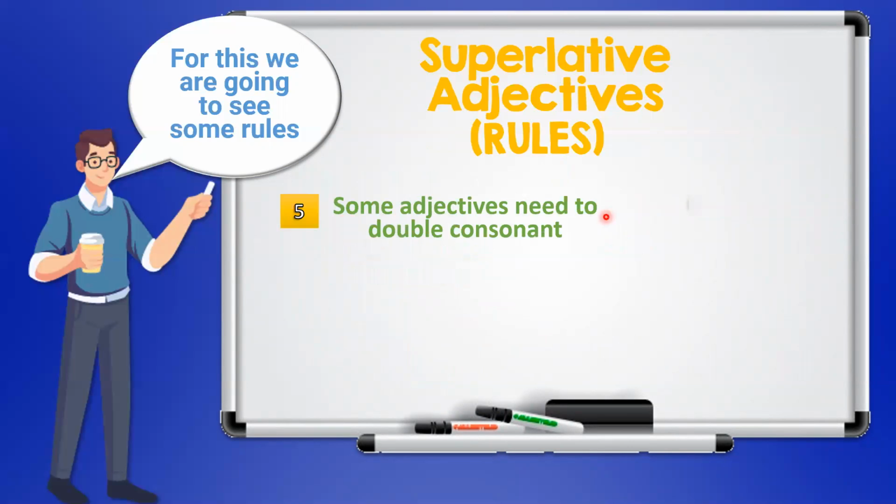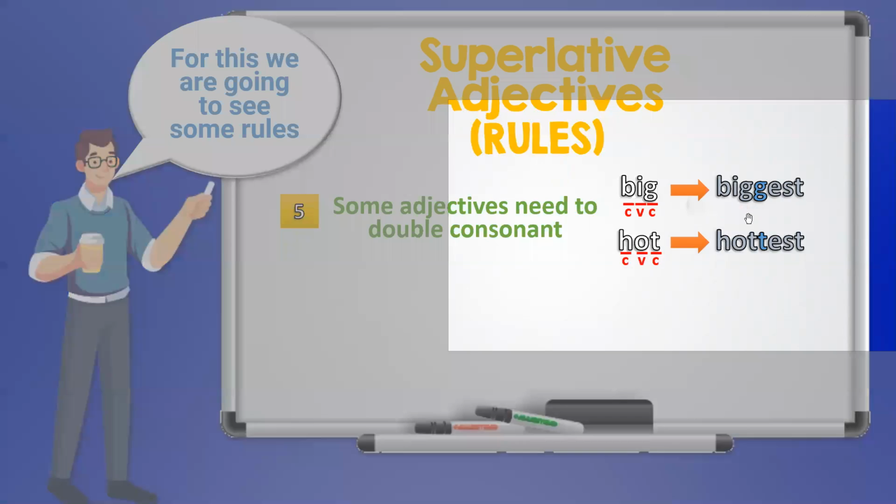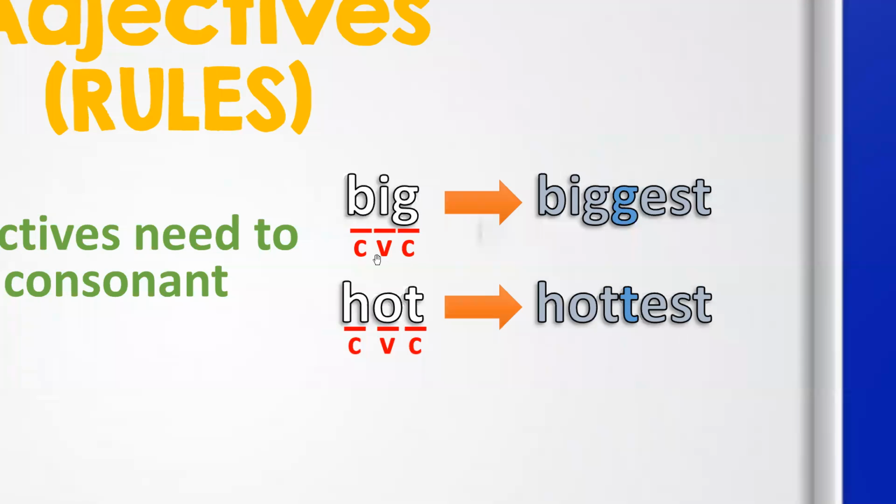Rule number 5, some adjectives need double consonant. Big ends in a consonant, then a vowel, and then a consonant. So we're gonna repeat the last letter so we have biggest. Also with hot, we have consonant, vowel, consonant. So we're gonna repeat the last letter so that we have hottest. Okay, consonant, vowel, consonant, and we repeat the last letter. Biggest, hottest.